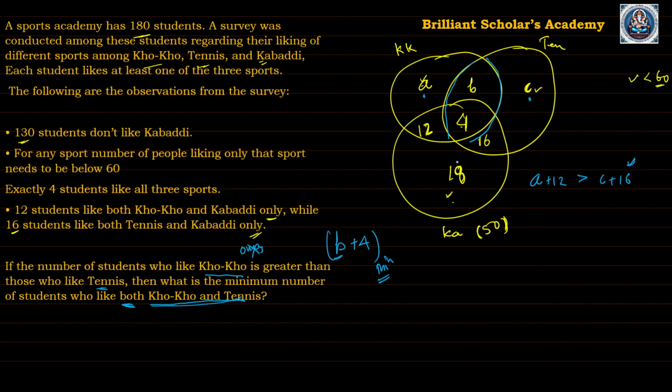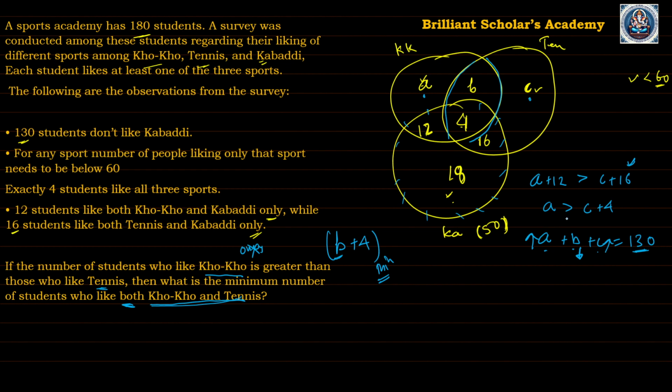See, the addition of all the numbers should be 180. This circle of Kabaddi itself is 50. So that gives me an equation A plus B plus C must be equal to 130. A must be C plus 4. A needs to be above that. Now understand this. Because A, B, and C all three add up to a constant, when I try to maximize A and C, B will fall down by default. If B falls down, my answer will be minimum by default.